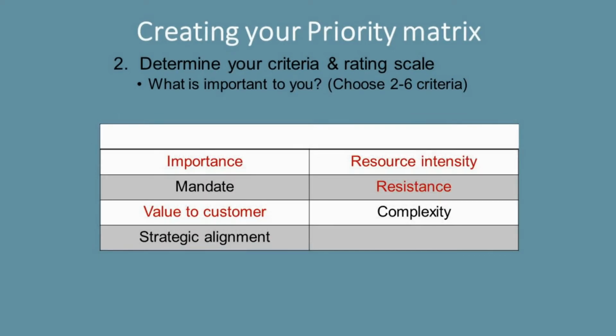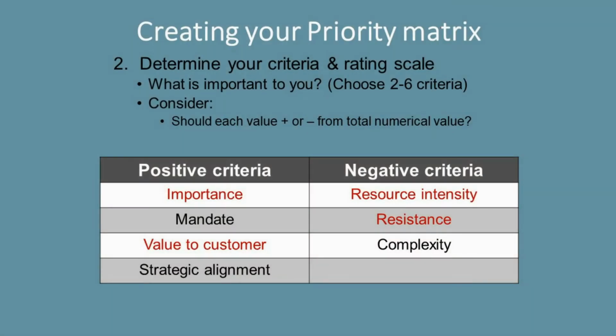For this demonstration, we selected 4 criteria. You could have more or fewer criteria. It's really up to you. There is no perfect number, but generally matrices have about 2 to 6 criteria. The next step is to determine if each of your selected criteria is a positive consideration and adds to the total score of each listed driver, or is it a negative consideration, subtracting from the score.